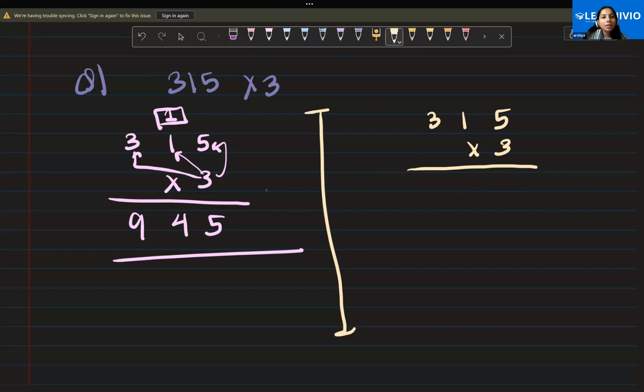When I multiply 3 fives, I get 15. I will not write 5 here and 1 in the carry. Instead, I'll just write the whole 15 here. Then the next one is 3 ones are 3, so that will be written in the next line. Similarly, I'll write each multiplication step in the next line, and then I'll add all of them to get the final answer. Okay, ma'am.